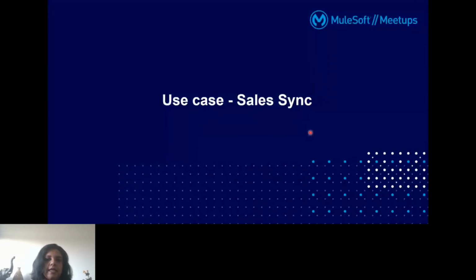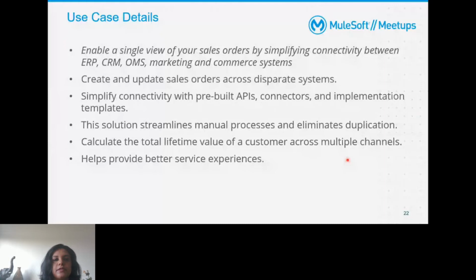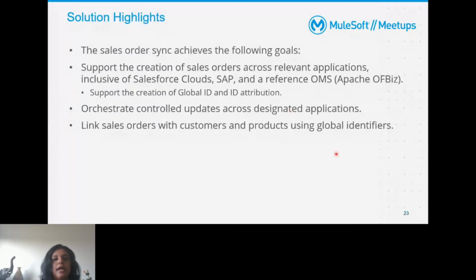We're going to take a look at a sales sync use case. This use case is already there on Exchange. It's readily available. And you're basically trying to create and update sales orders across disparate systems. And definitely, you have multiple systems. You're trying to simplify connectivity, and you're trying to streamline your manual process. So you can calculate the total lifetime value of a customer across multiple channels, which will in turn help you provide better service experience. And these are the solution highlights.